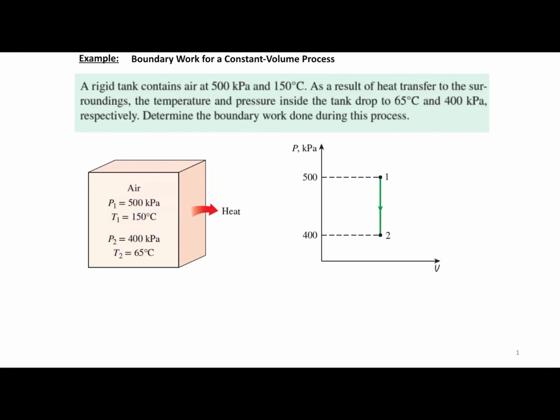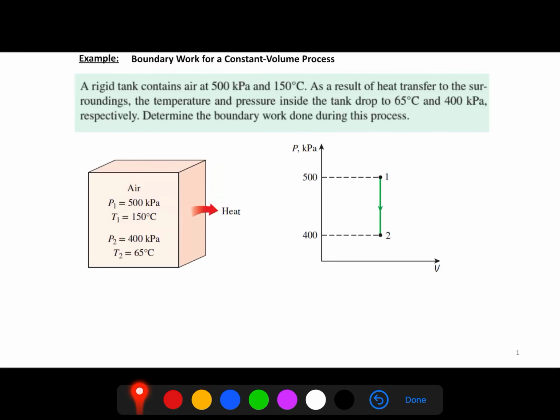Okay, so in this video, we will solve this problem. This is actually a problem on the boundary work for a constant volume process. So let's read the question at first. A rigid tank contains air at 500 kPa and 150 degrees centigrade temperature.